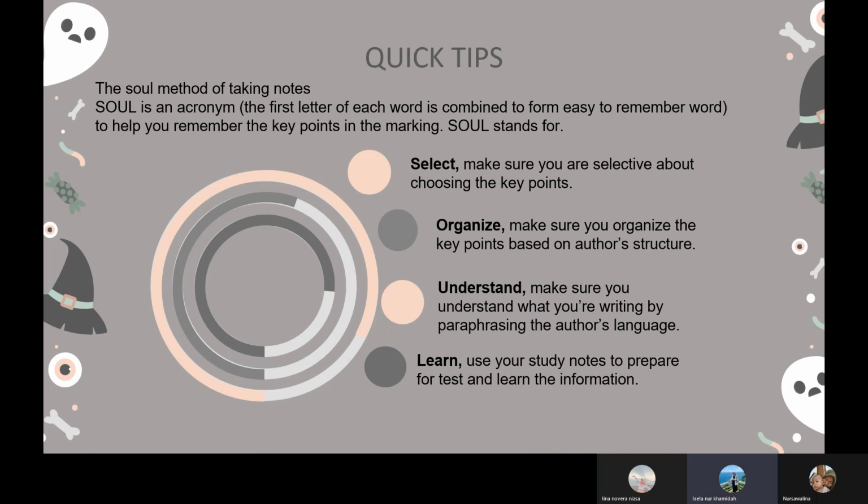And the next is quick tips. The SOUL method of taking notes. SOUL is an acronym where the first letter of each word is combined to form an easy to remember word. To help you remember the key points in the marking, SOUL stands for: first, select, make sure you are selective about choosing the key points. The second is organize, make sure you organize the key points based on the author's structure. The third is understand, make sure you understand what you're writing by paraphrasing the author's language. And the last is learn, use your study notes to prepare for tests and learn the information.